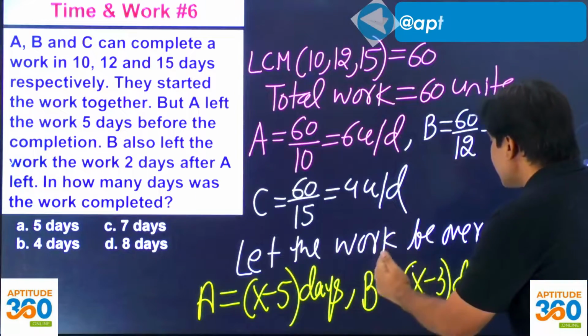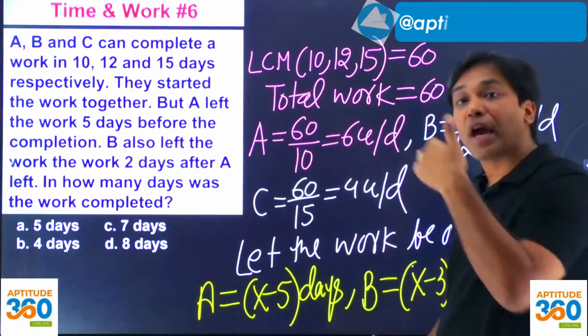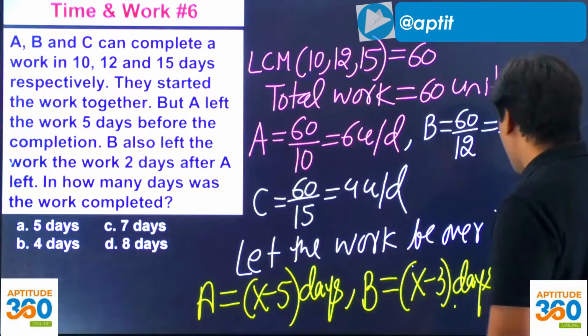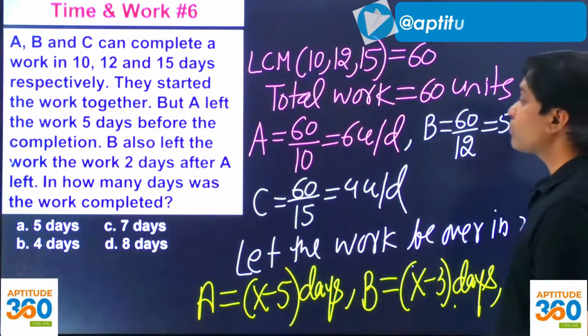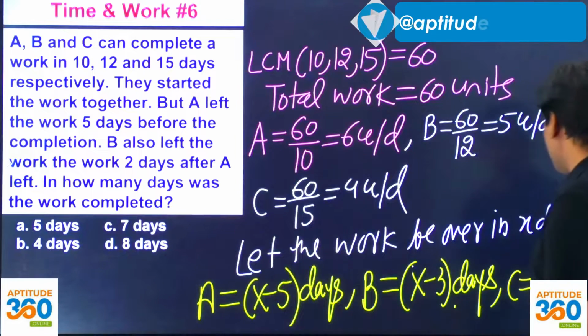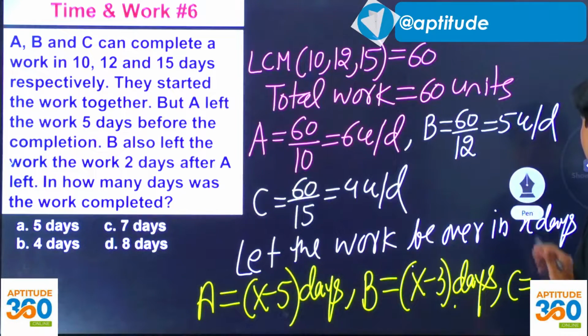And if B is leaving the work 3 days prior to the completion of the work, B is going to be working for x minus 3 days. And for how many days is C going to be working? The problem doesn't say anything about C, so C is going to be working for the entire period of time, which is coming out as x days.